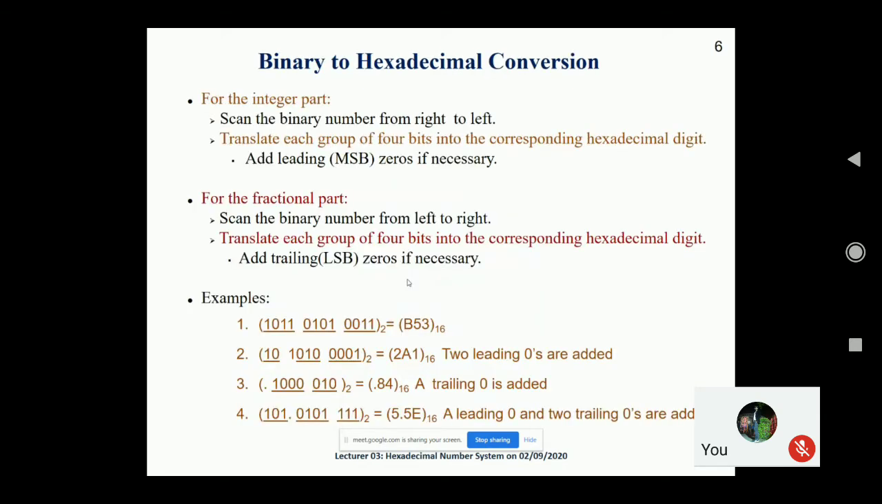So again, similar to binary to hexadecimal conversion. For the integer part, we use the scan. This part is the same, but instead of 3 bits, we use 4 bits. Scan the binary number from right to left and translate each group of 4 bits into the corresponding hexadecimal digit, instead of 3 bits for octal. The same concept applies: add leading MSB zeros if necessary. For the fractional part, we scan the binary number from left to right, and if zeros are required, we add them in the LSB.